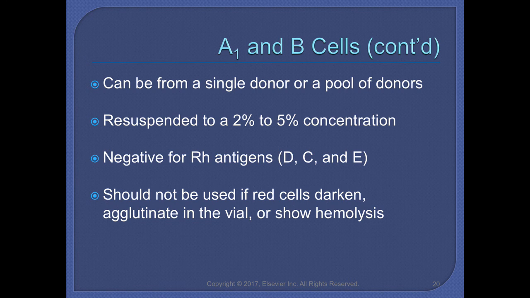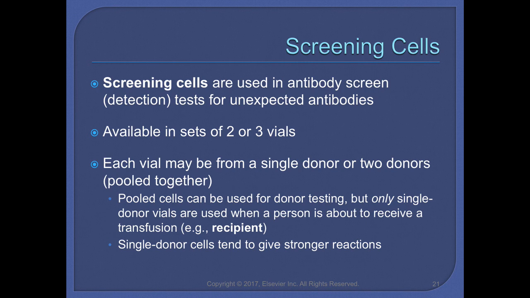There is something wrong with the reagent, and that is something very important to check before you move on with your testing. So dark red blood cells will be a problem. Any type of agglutination in the reagent vial, or if you see hemolysis, obviously it cannot be used. And these reagents also expire because they're viable red cells. So once they're expired, you cannot use them for testing anymore.